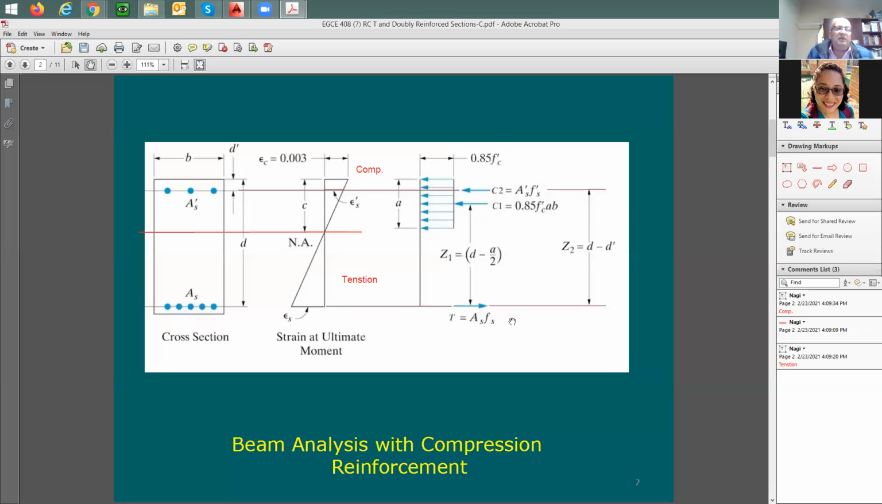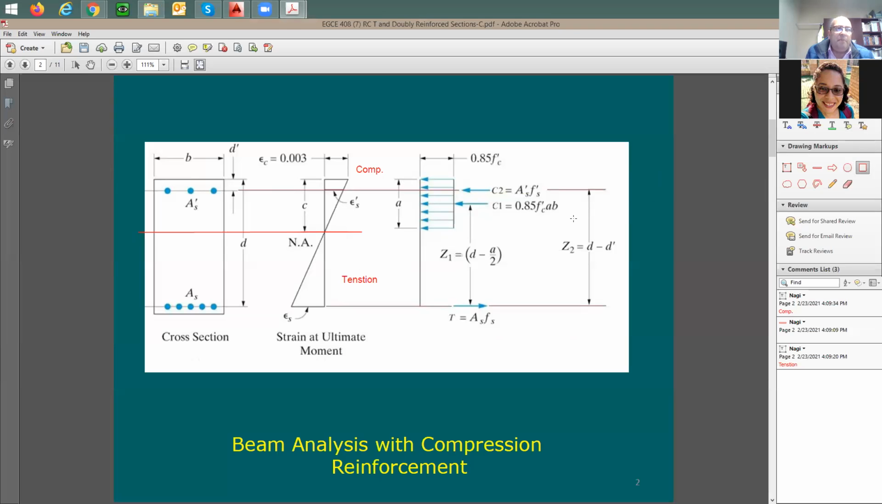Now let me look here at the forces. At the bottom, the tension force is going to be As times Fs. As we said, let me not call it here F sub 1. For the compression force, I'm going to have the main compression force for the depth a, compression block depth, which is equal to c times beta 1. And this force here is going to be equal to 0.85 f prime c, which is the stress, times a times the width b.